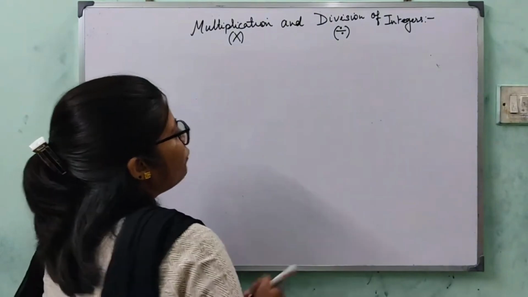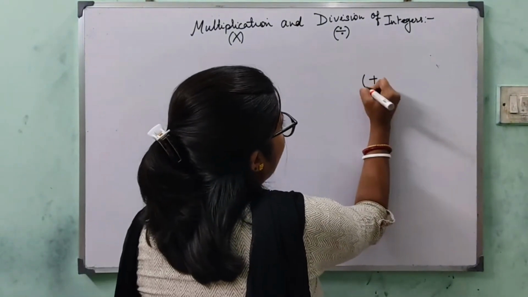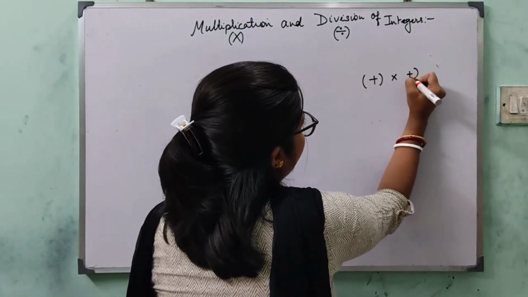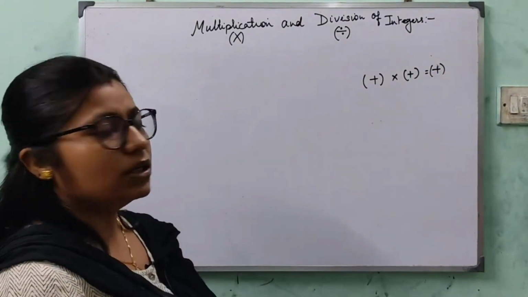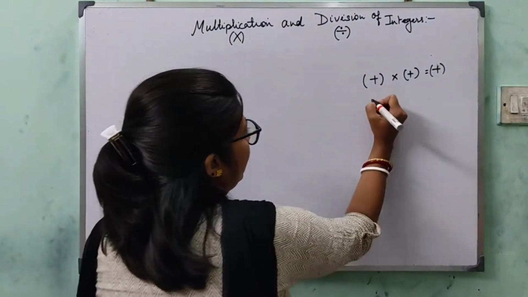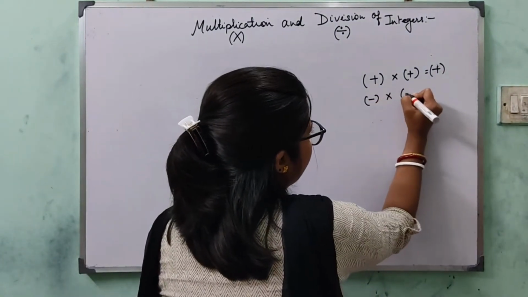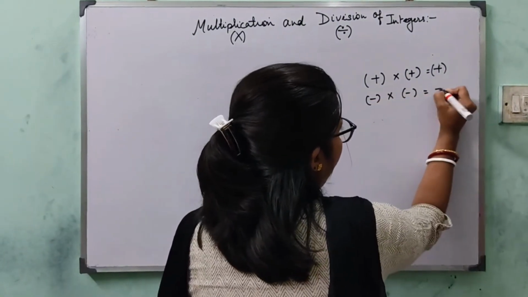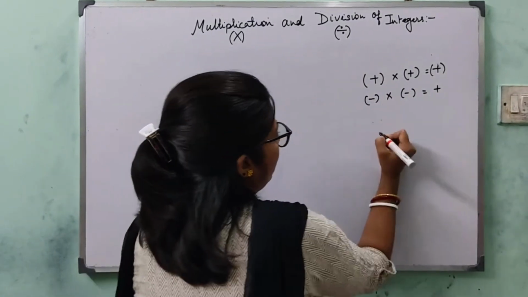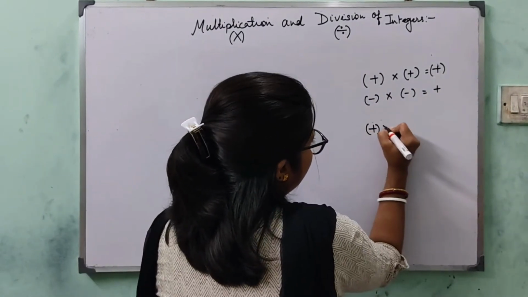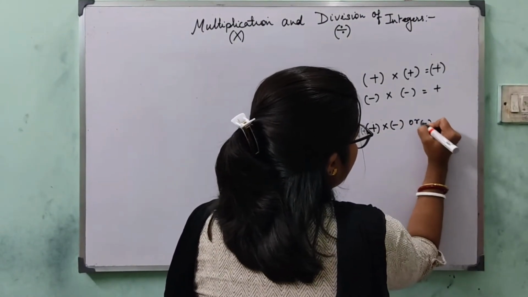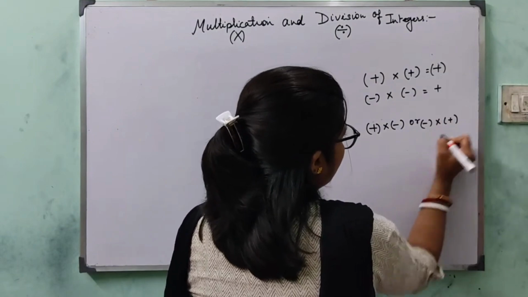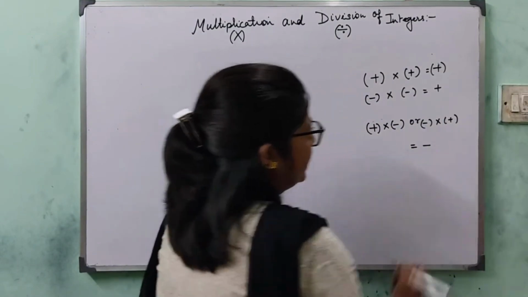For doing multiplication and division of integers, you need to know certain rules. If you multiply a positive integer with a positive integer, the result will always have a positive sign. If you multiply a negative integer with another negative integer, the result will have a positive sign. If you multiply a positive integer with a negative integer, or a negative integer into a positive integer, the result will always have a negative sign.